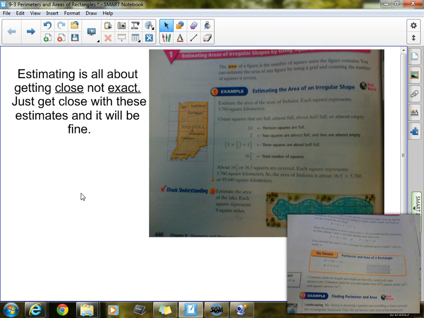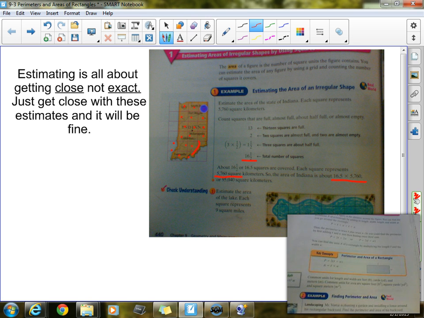Now, in the example on the state of Indiana, all they did was go ahead and count up all the full boxes. Those are all the full boxes. And then they added these ones right here that were partially full. Okay? So we see they rounded it to about 16.5 boxes. Now the other key here is looking for what each box represents. And in this case, each box represents 5,760 square kilometers. So when they multiply that out, they get the big answer of 95,040 square kilometers. So that is the first example.